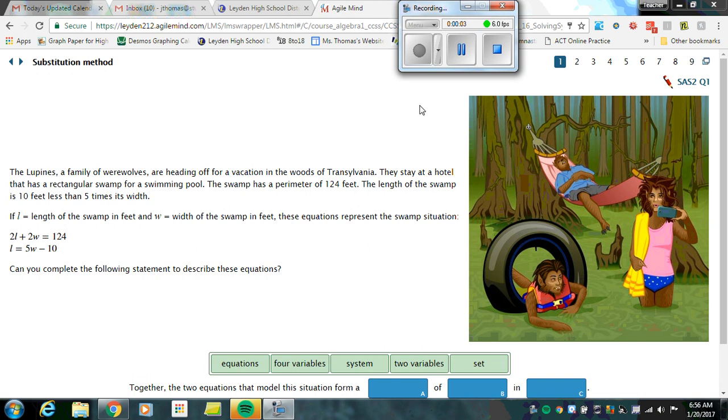Today, for other methods for solving systems, we're exploring the substitution method. Complete the following statement to describe the situation.